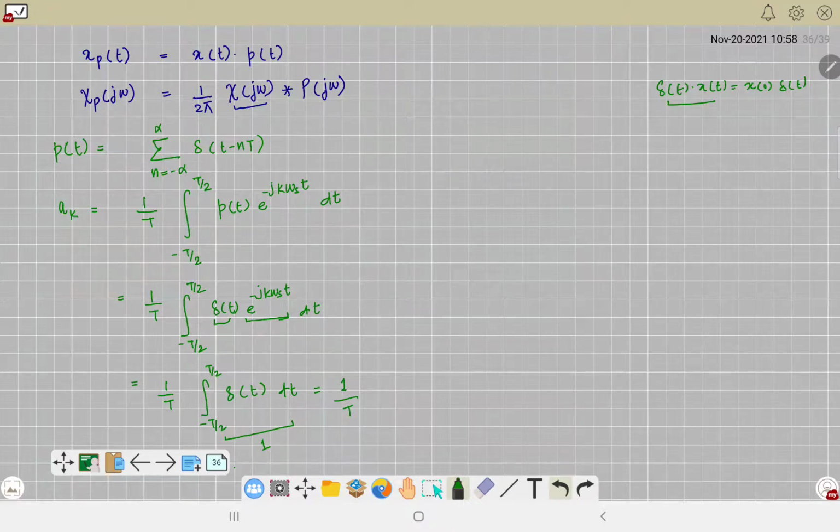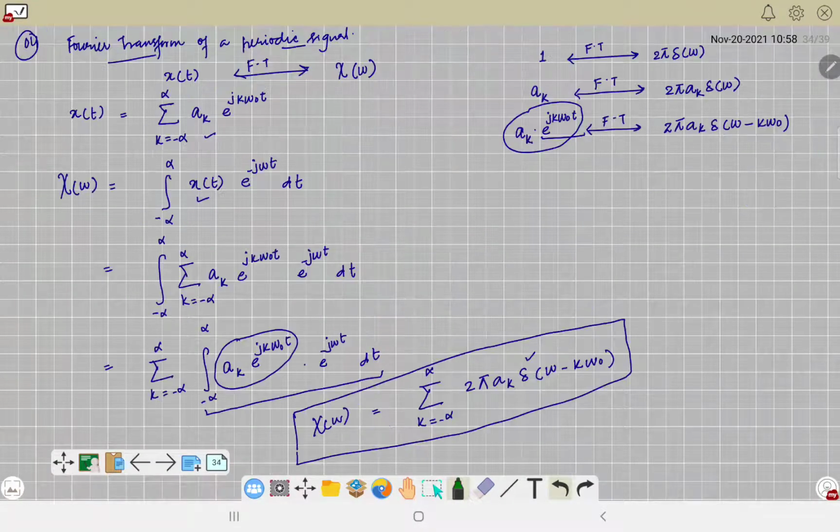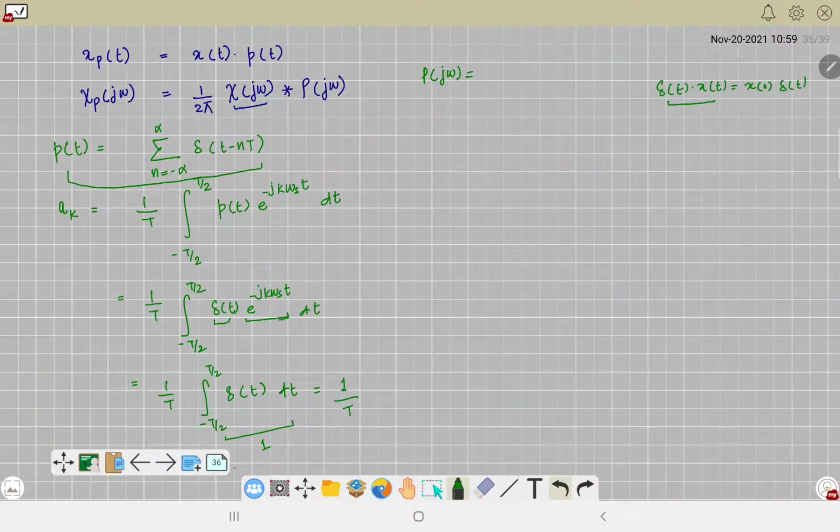Now, p of t is a periodic signal, and if we take its Fourier transform, let's represent it by P of j omega. Again, we'll be using this property, the Fourier transform of a periodic signal. You have a periodic signal x of t, you take its Fourier transform, it will be this summation. So if we apply this property here, P of j omega will be the summation, k running from minus infinity to plus infinity, of 2 pi a subscript k delta of omega minus k omega s. And a of k we just found out to be 1 by t.